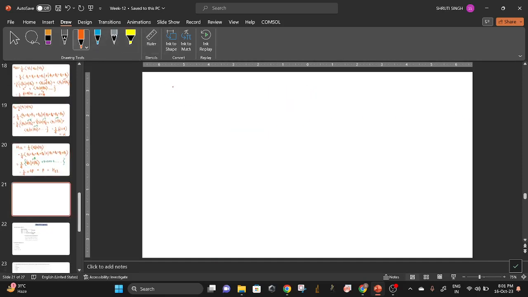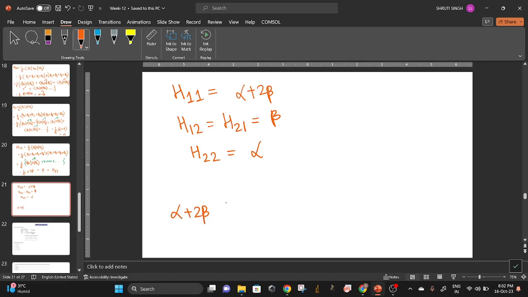So we have now got H11 equal to alpha plus 2 beta, H12 equal to H21 equal to beta, H22 equal to alpha. So the secular determinant we can now write as: H11, which is alpha plus 2 beta minus E, H12 beta, H21 beta, H22 alpha minus E. This secular determinant equals 0.